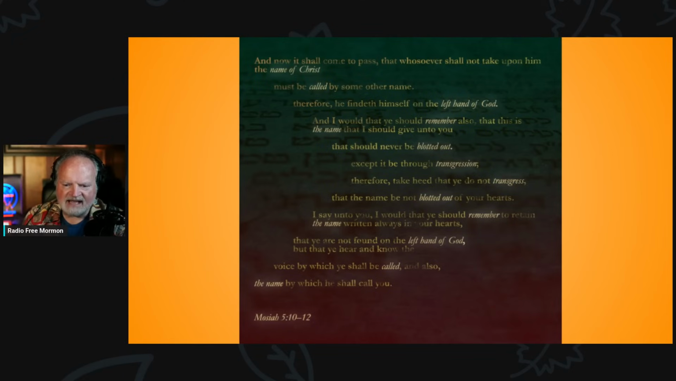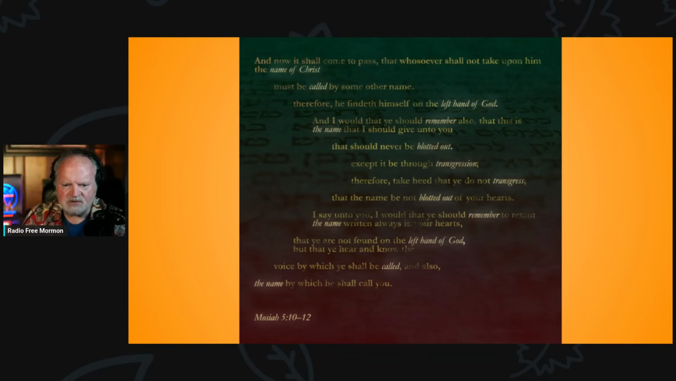This is a very nice chiasmus. It's in the Book of Mormon. And let's spend just a little bit of time with it because it also shows you what a chiasmus is supposed to look like. So the very first part of this structure involves the name of Christ. "And now it shall come to pass that whosoever shall not take upon him the name of Christ," right? And then the bottom of it has the name by which he shall call you. Okay, so there's this name at the beginning and at the end.